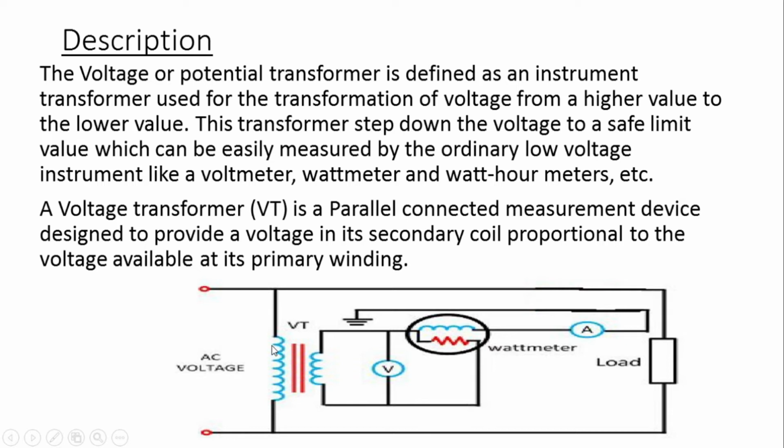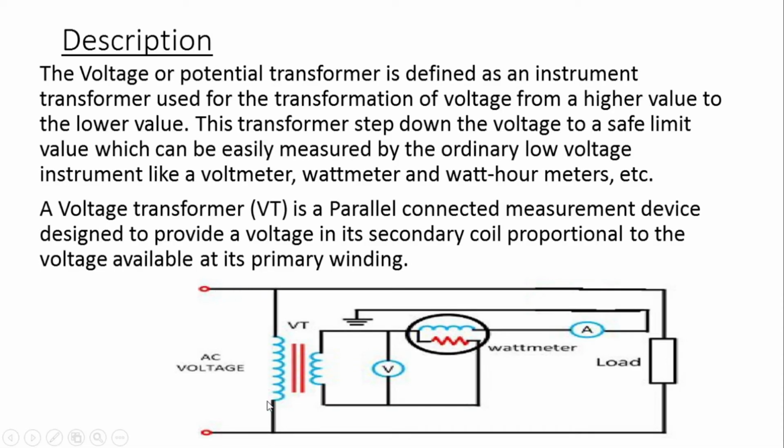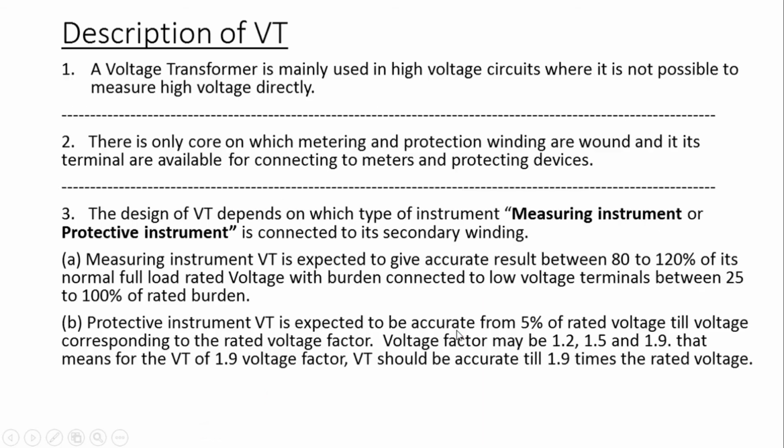In this diagram, this is the symbol of VT. This is the high tension winding having a large number of turns. One end of the winding is connected at high voltage potential and the other end is connected to neutral or ground. This is the core of the VT. This is the secondary winding of VT. Here the secondary winding of VT is connected to a voltmeter and wattmeter. Next we will see more information on VT.